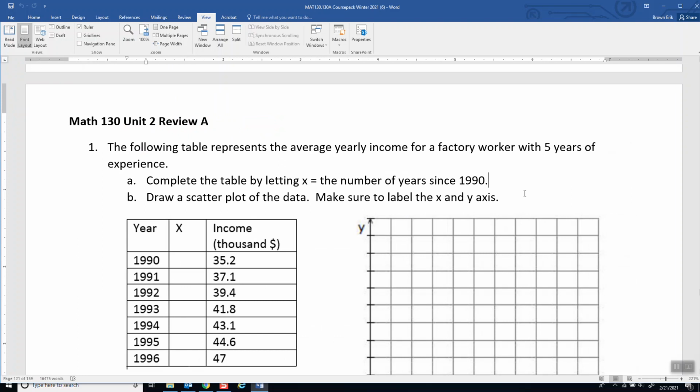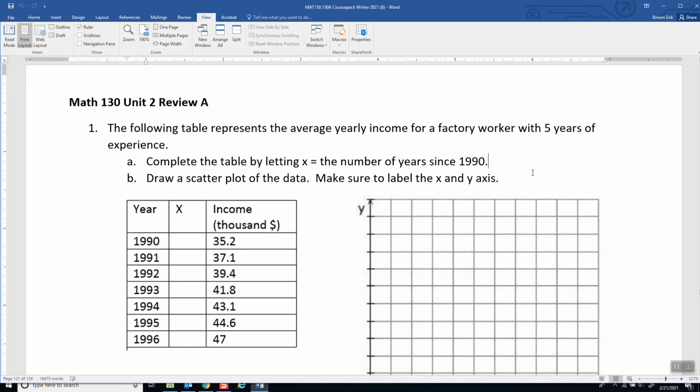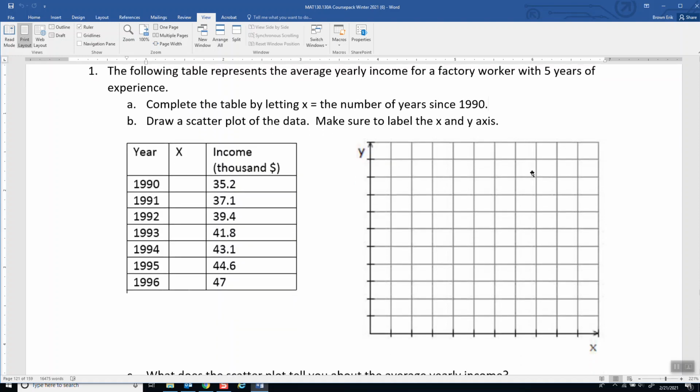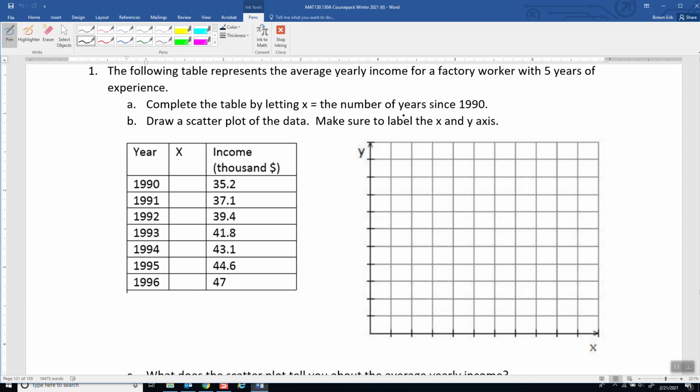So the first, here, this is the table of the average yearly income for a factory worker with 5 years of experience. I don't know where this data came from. May be true, may not be. Let's notice a couple things. First off, we're told that we are doing this as years since 1990. That means 1990 is going to be our zero value.